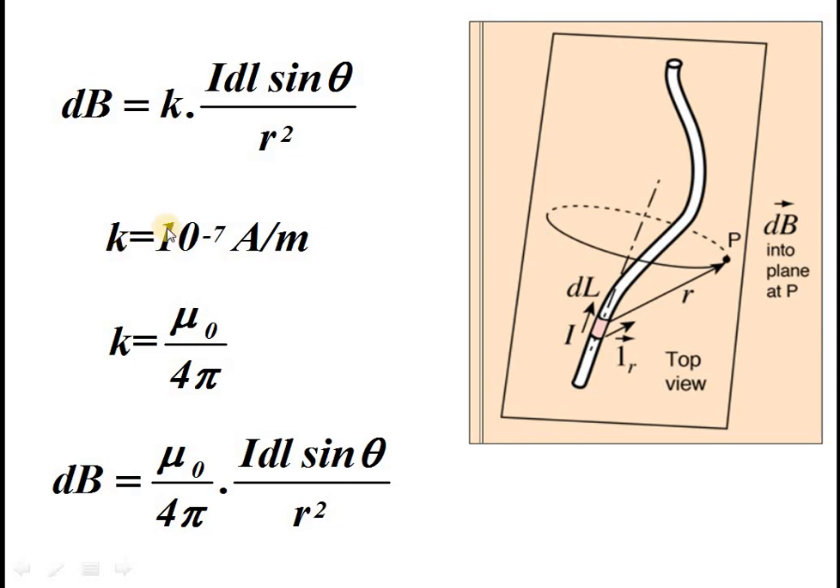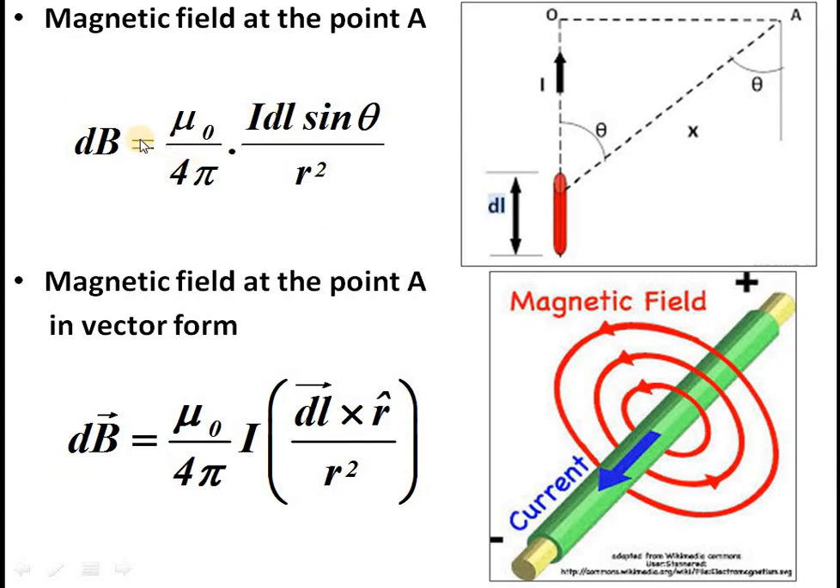Otherwise, in a numerical problem, you can straight away go with 10⁻⁷. So what we get finally is dB = μ0/4π · I dl sin θ / r². The same thing is given here. So we have the wire here, and our current is flowing like this. This is the point A.